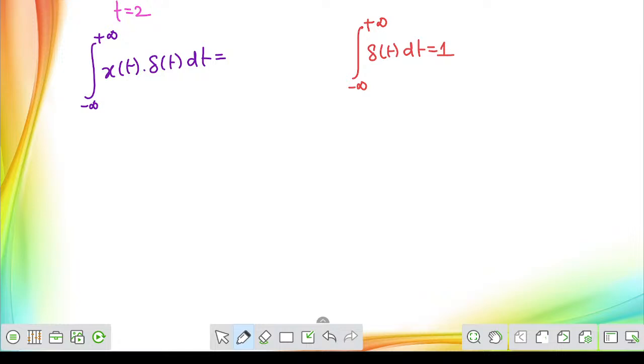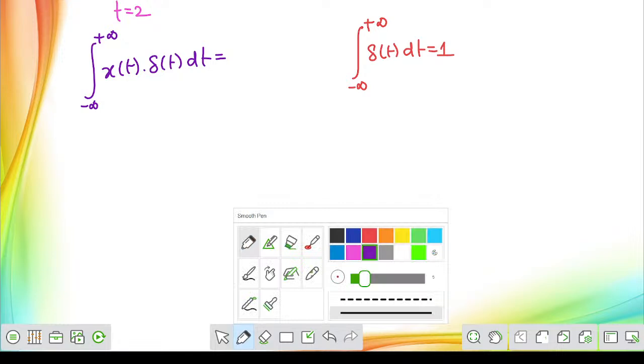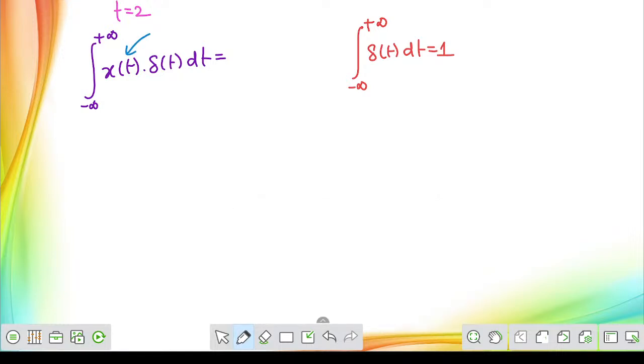With the help of this, suppose this signal has been multiplied by x of t. Then only x of t will come out, because the integral of del of t into dt is equal to 1. But x of t stands at t equal to 0, because the position of del of t is at t equal to 0 only.